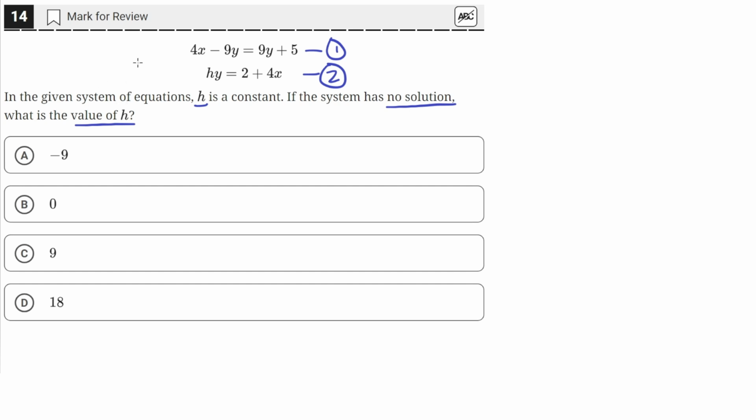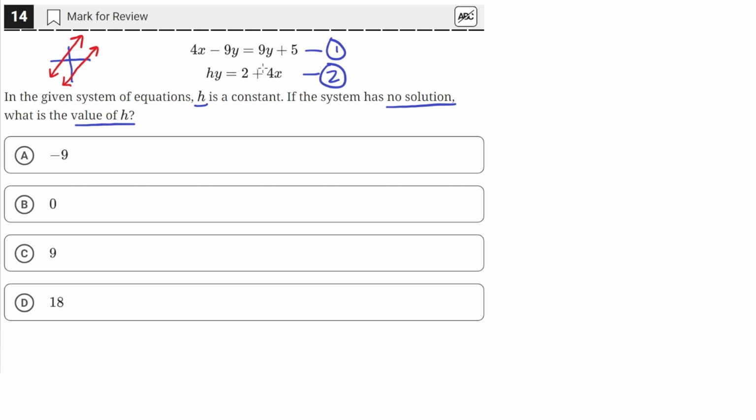And a system of linear equations has no solutions when the two lines are parallel to each other. So say something like this. And they're not overlapping, meaning the y-intercept is different, but the slopes are the same. This means these two lines would never intersect, so they would never have a solution or a point of intersection. So we need to find some value of h that results in the two lines being of the same slope but different y-intercepts.